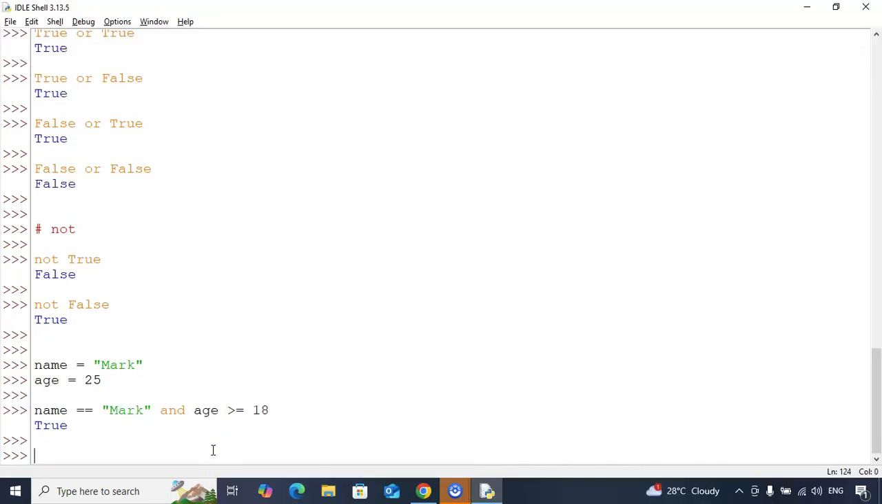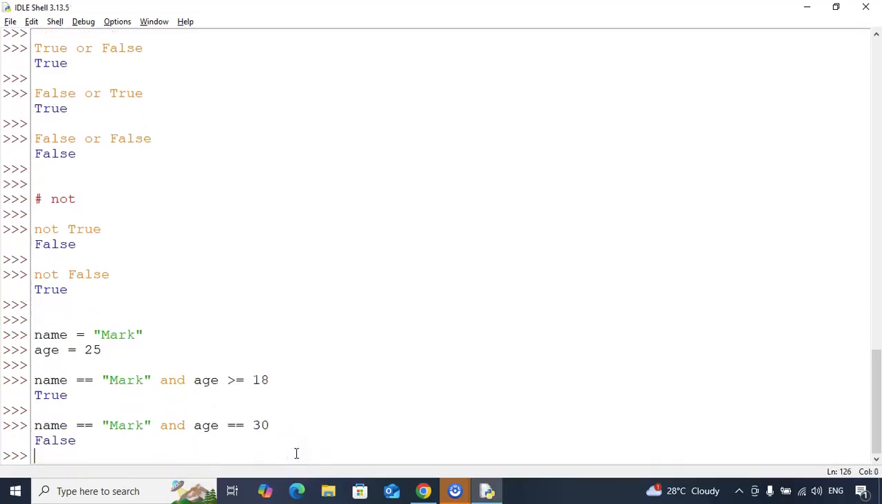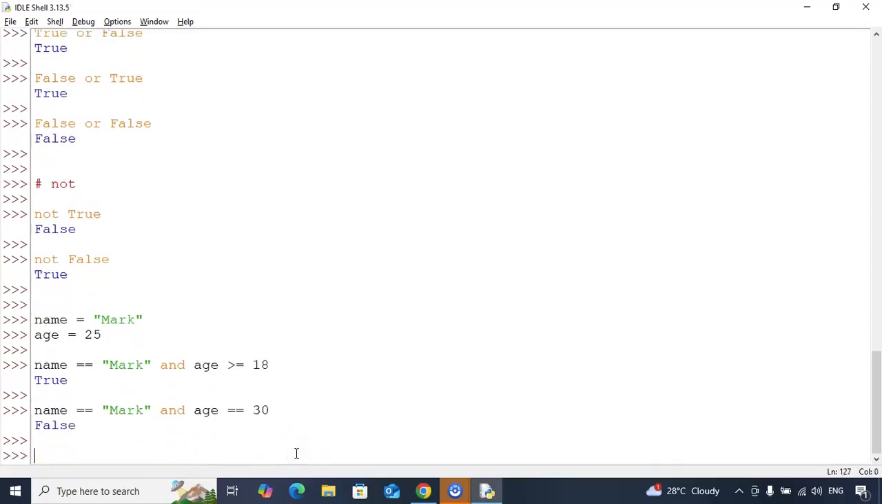Alright. Similarly, if I say name equal to Mark and age equal to 30, we are looking for some Mark whose age is 30. But in this case, we have a Mark whose age is 25. So this is true, but this is false. So AND will give us false in this case.